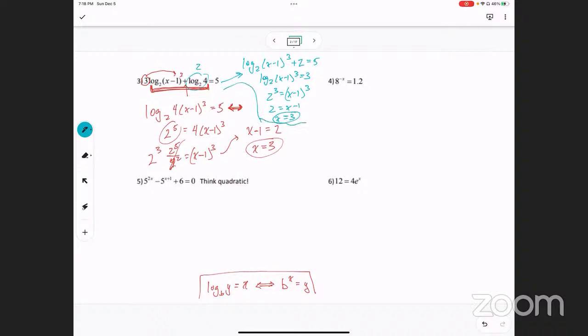Okay. All right, number 4, solve this for x. Okay, a couple ways to do this one as well. What's the first step I should do for this one?